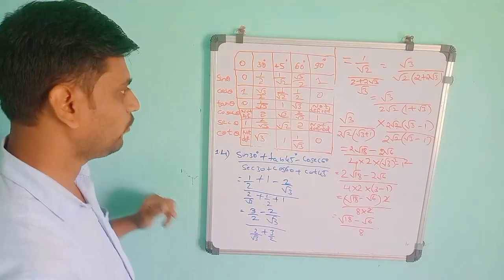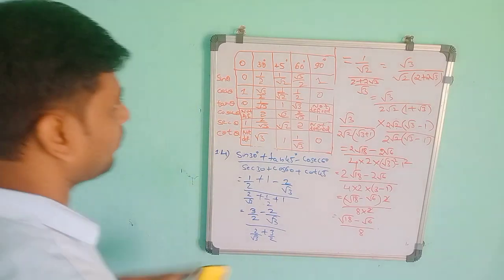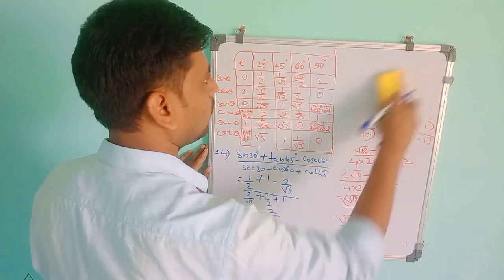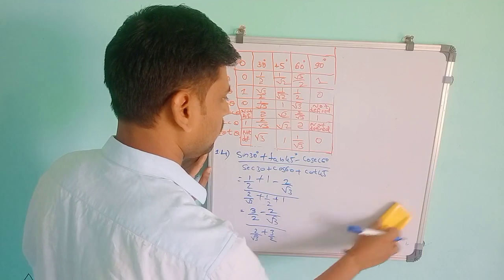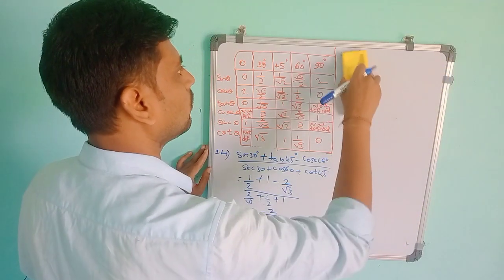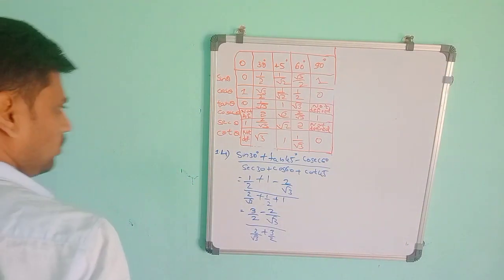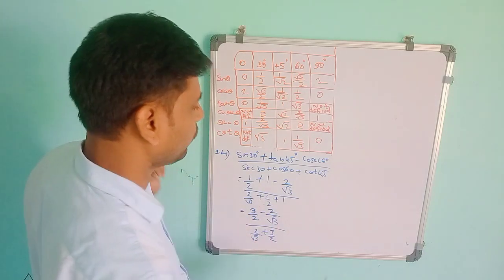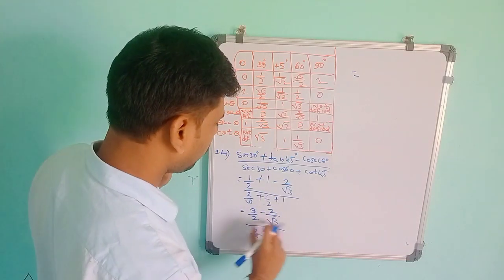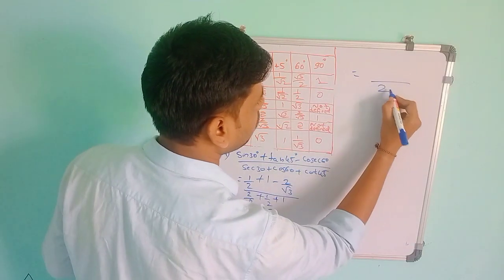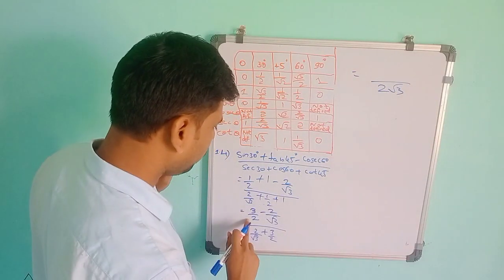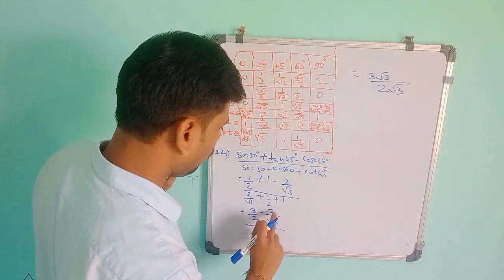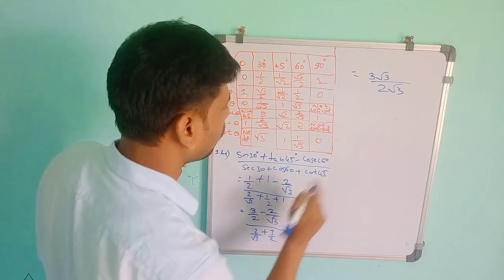For the further step you have to do the same like this only. So 3 by 2 minus 2 by root 3, and 2 by root 3 plus 3 by 2. If you take the LCM for this one, it will become 2 root 3. 2 root 3, then 2 is there, so root 3, 3 root 3. 3 root 3, 2 is there, root 3 is there, so the remaining is 2, minus 4.